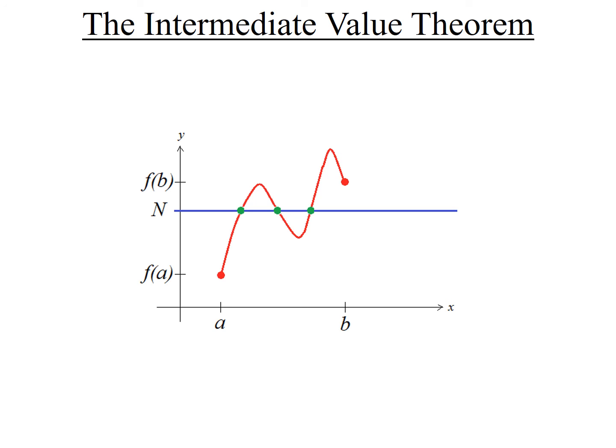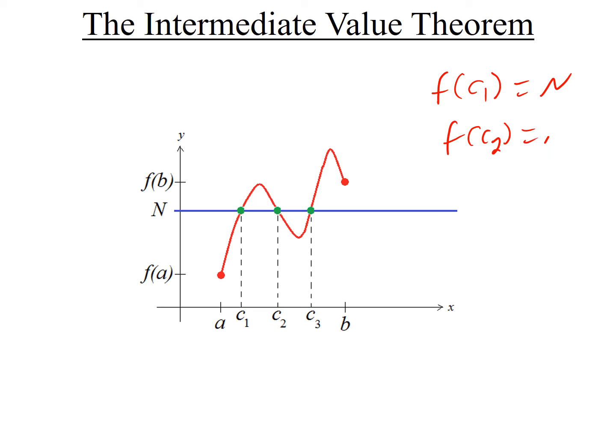On those 3 spots, if you look at the inputs, the x coordinates of those points, they're going to be called C. We have 3 different C's here, so I'm going to call them C1, C2, and C3. The intermediate value theorem guarantees that there's going to be a number that if you plug it into the function, you get n. In this picture, there's more than one. There's 3 different numbers that give you n. So we have f of C1 is n, f of C2 is also n, f of C3 is also n.